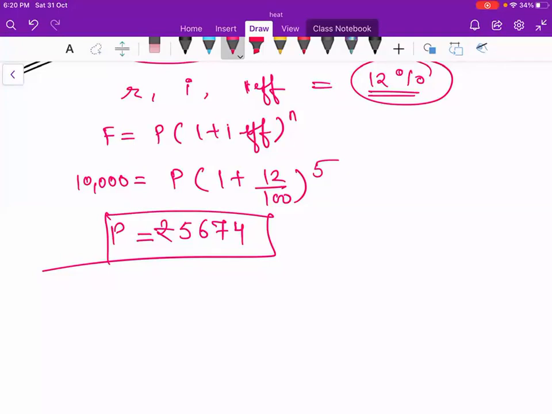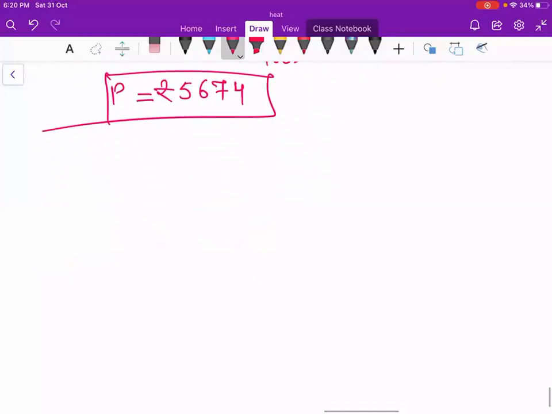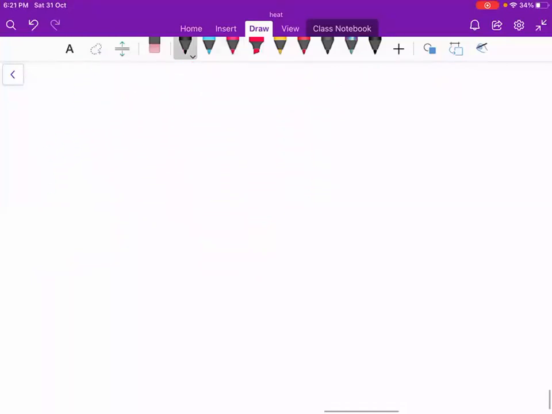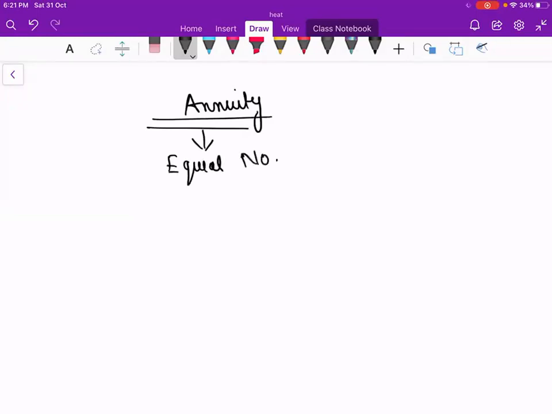Okay, fine. Now we will move towards related to this topic only, but the name is annuity. Okay. So write the heading annuity. So what is meant by annuity? Equal number of deposits. It is nothing but equal number of deposits. Okay, so this is annuity.